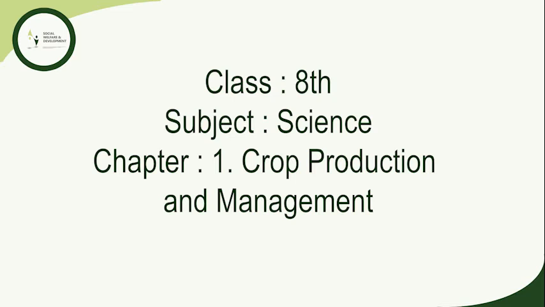The fertilizers are chemicals which are rich in a particular nutrient. How are they different from manure? Fertilizers are produced in factories. Some examples of fertilizers are urea, ammonium sulfate, superphosphate, potash, NPK, which is nitrogen, phosphorus, potassium.